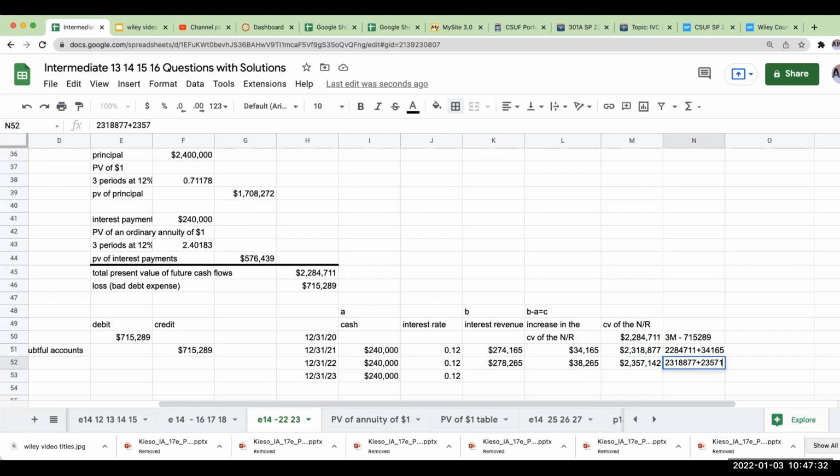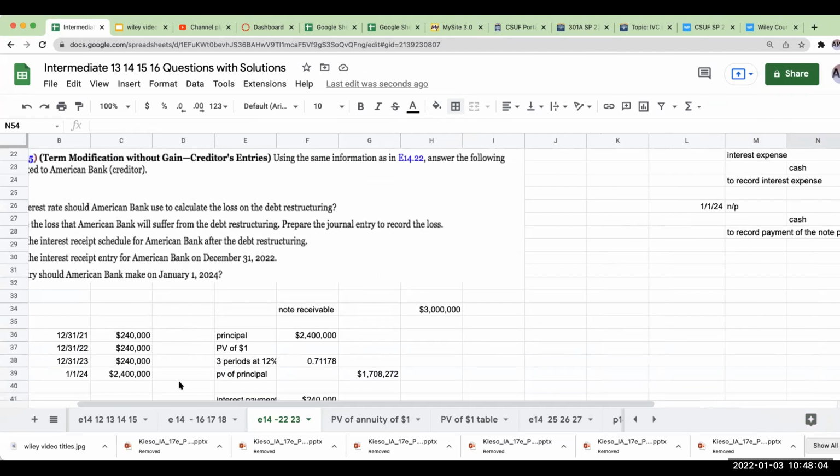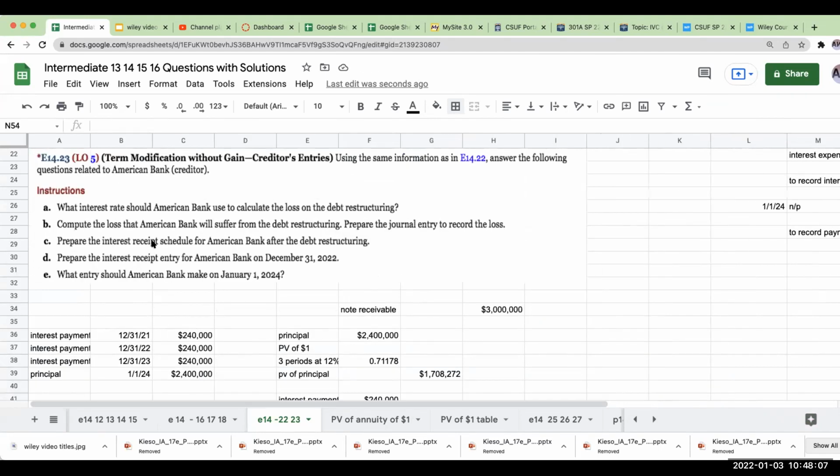This is 2,318,877 plus 2,357,142. Over here for the following period, this is going to be 2,357,000 times 12%. The difference is going to be my increase in the carrying value of my note receivable. So right over here, and I'm getting to the magical number. I'm going to add this to 42,858, and I get to 2.4 million, just rounded it up for fun. Okay. So that's what's happening in terms of being asked to prepare an interest receipt schedule for American Bank after the debt restructuring.